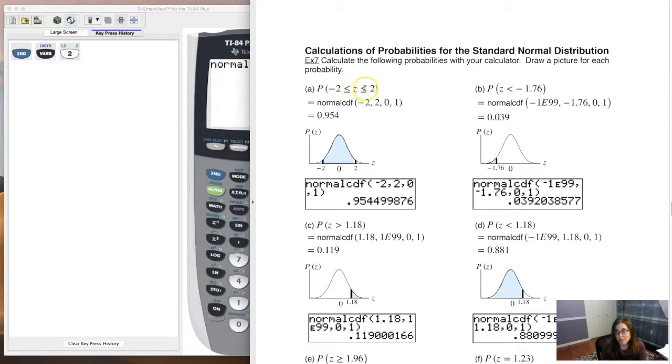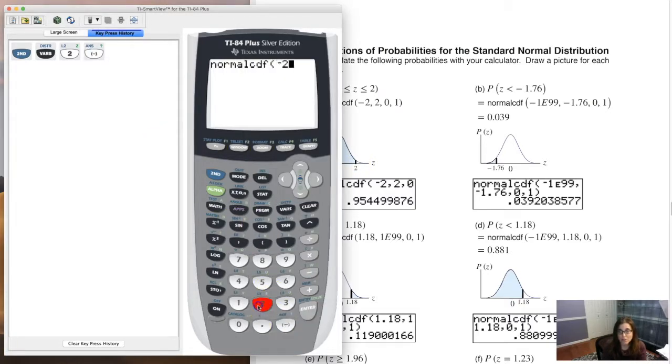So let's think about our low and our high. The low and the high come from your z-axis. So these first 2 numbers are always built on what's inside your parentheses. You see I shaded from a low z-score of -2 to a high z-score of +2. So over here, I want to hit -2, and then I want to hit the comma key, and then I want to hit +2. So whenever you use normal CDF, the first 2 numbers are always based on what you shaded on your z-axis, if you're dealing with a standard normal curve, or when we get to any regular old normal curve, it'll be the low and the high of what you shaded on your x-axis. But we're on the z's right now. So low and high of what you shaded on the z-axis.